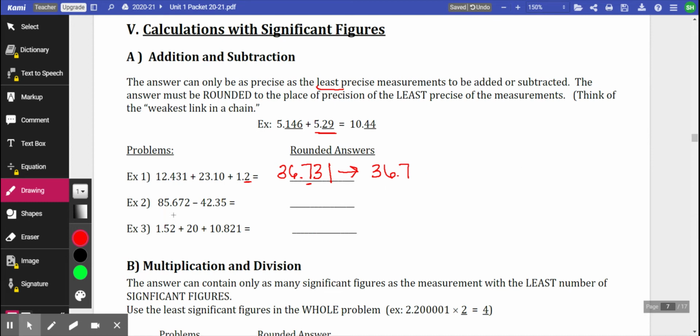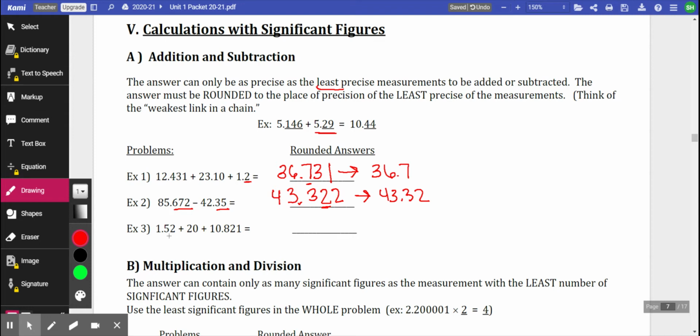All right, so go ahead and subtract these numbers. Okay? And when we subtract, we get 43.322. Okay? Now I look back at my numbers. This number goes to the thousands. This number goes to the hundreds. So my answer can only go to the hundreds. So again, I'm going to look at the number after the hundreds and see that my final answer is going to be 43.32.